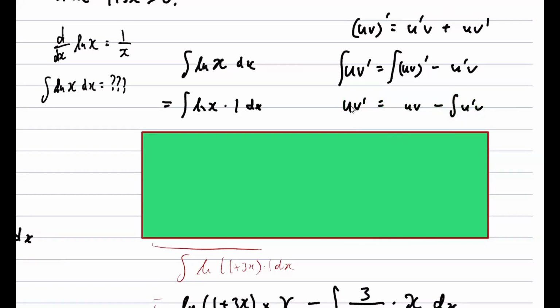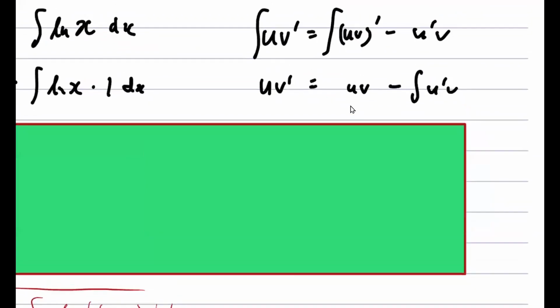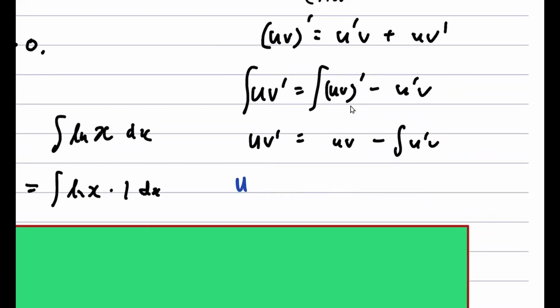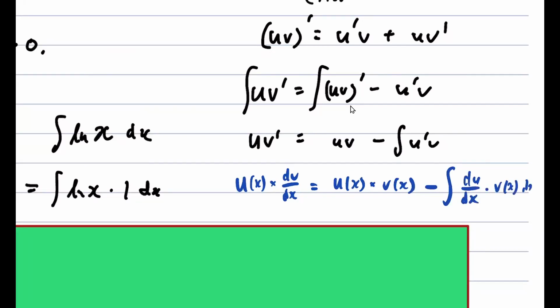You know this? I do it in the u dv/dx form. Okay, it's the same, let me just rewrite it in that format. u(x) times dv/dx equals u(x) multiplied by v(x) minus the integral of du/dx times v(x) dx. Right? This formula. How I remember it is something called the KIMSD rule.